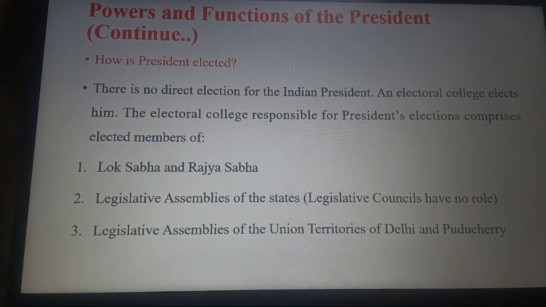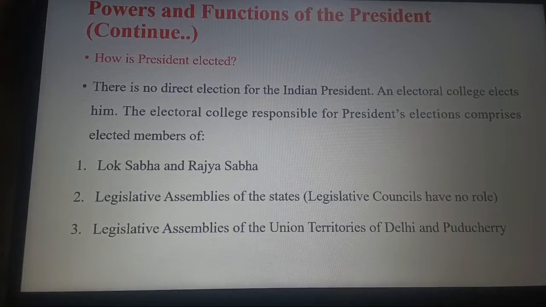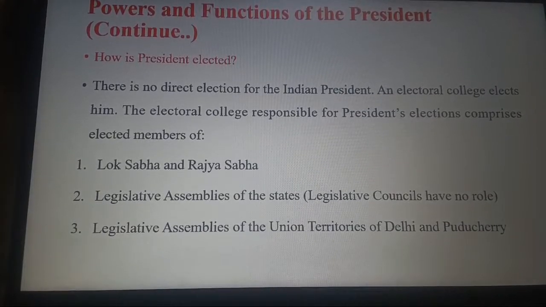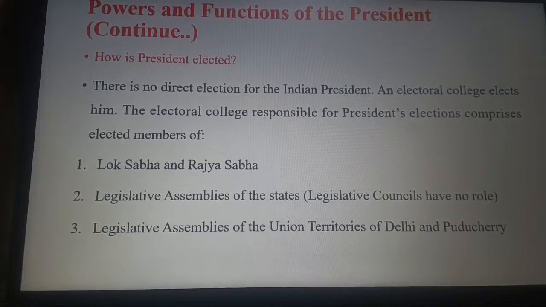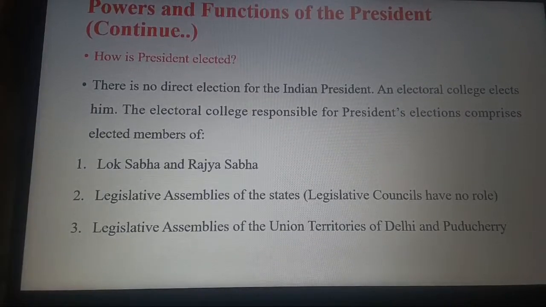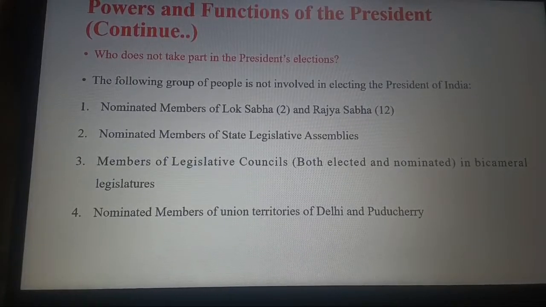How is the President elected? There is no direct election for the Indian President. An electoral college elects him. The electoral college responsible for the President's election comprises elected members of Lok Sabha, Rajya Sabha, and the legislative assemblies of the states. Legislative councils have no role. Legislative assemblies of the union territories of Delhi and Puducherry also take part. Who does not take part in the President's elections?